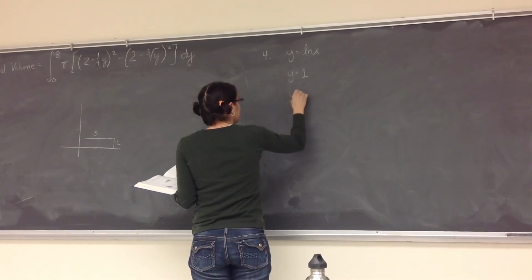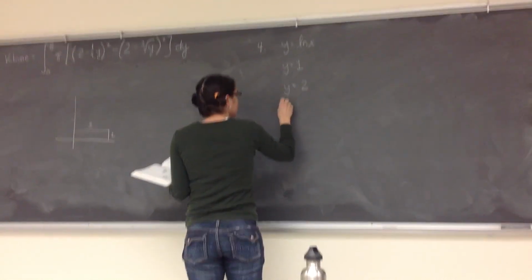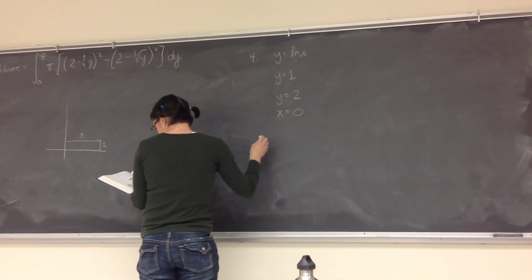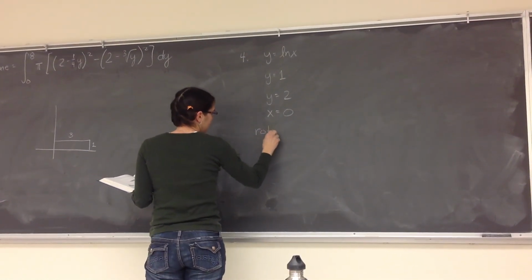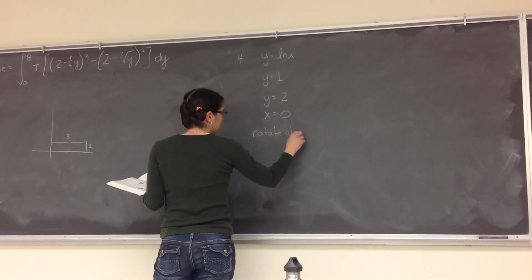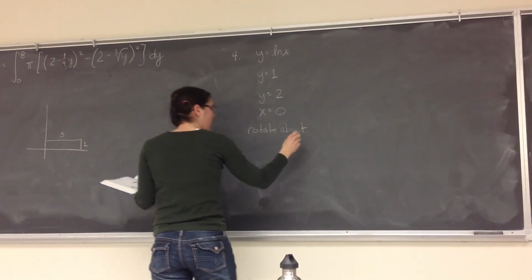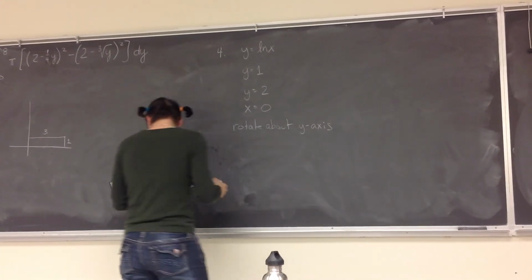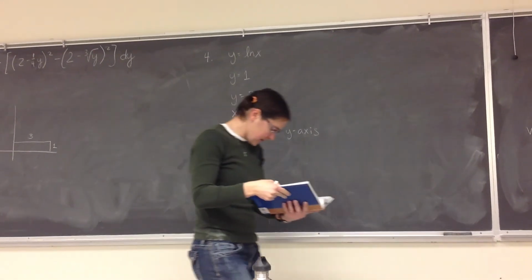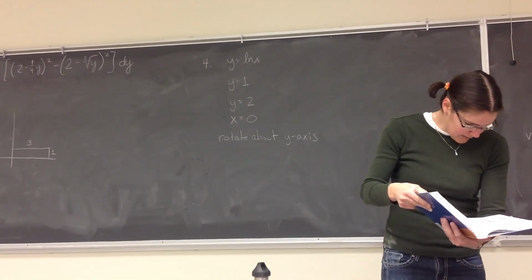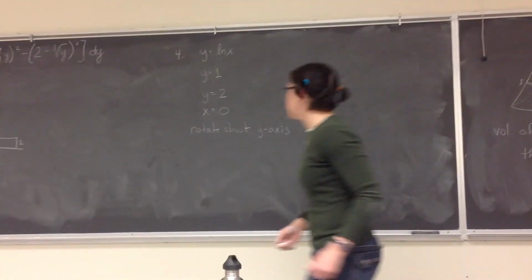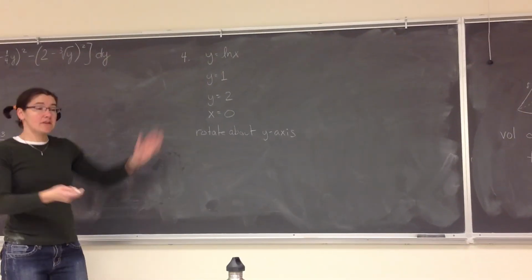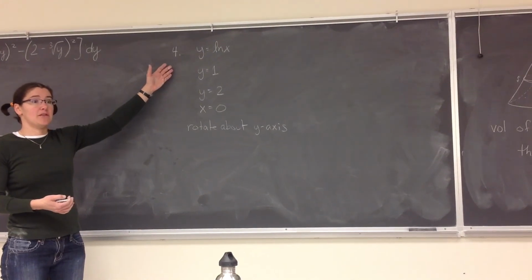y equals 1, y equals 2, x equals 0, and we are going to rotate about the y-axis. And our directions are to find the volume of this solid rotated about the specified line, in this case about the y-axis. Okay, so this is an even number problem, which means there's one answer in the back.